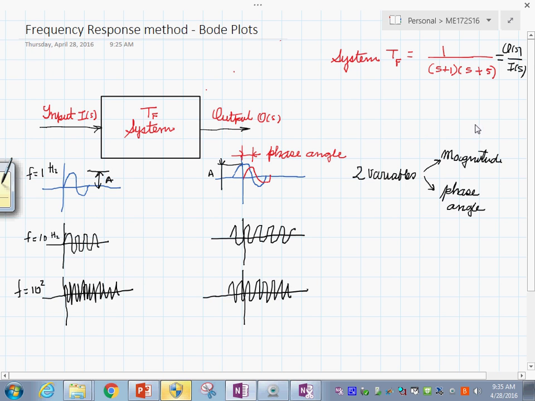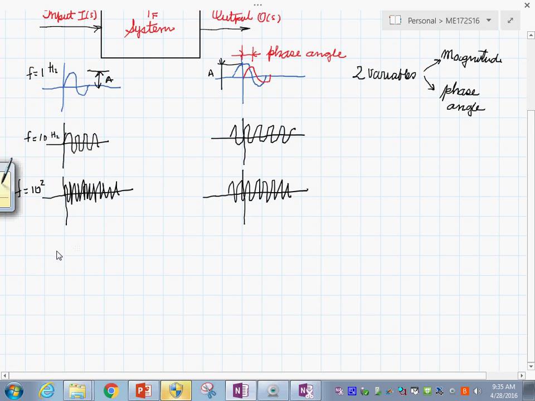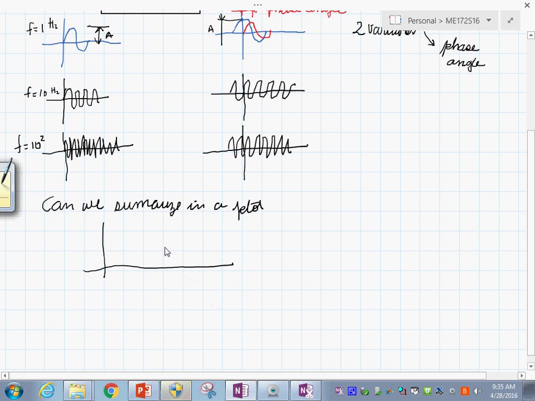The question is, can we come up with a plot, can we summarize in a plot that would have, in here, the magnitude? This is going to be frequency in here, where you will have, let's say, 1 hertz, which is 10 to the 0, 10 to the 1, 10, 100, 1000, and 10,000. And in here would be the amplitude.